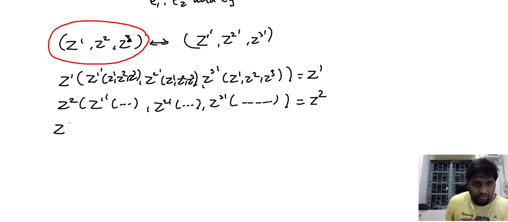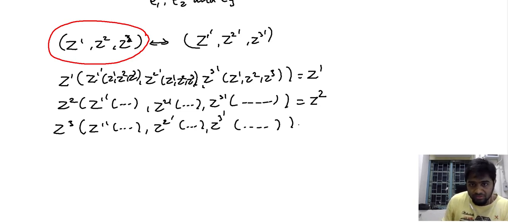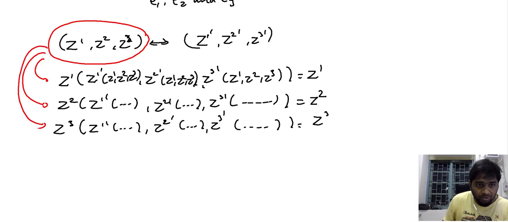In the same way, when we consider Z3 as a function of a function, of Z1 prime, Z2 prime and Z3 prime, this should lead us to the corresponding variable. So all these three expressions arise from the single coordinate system.